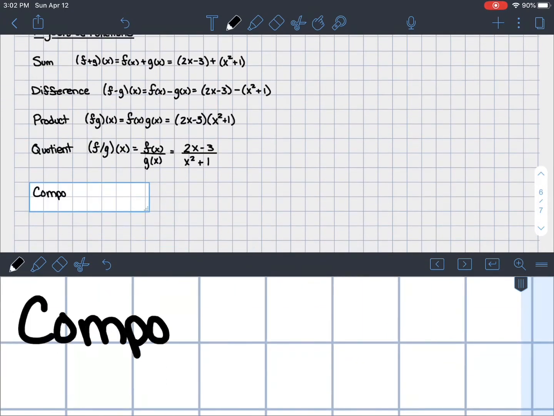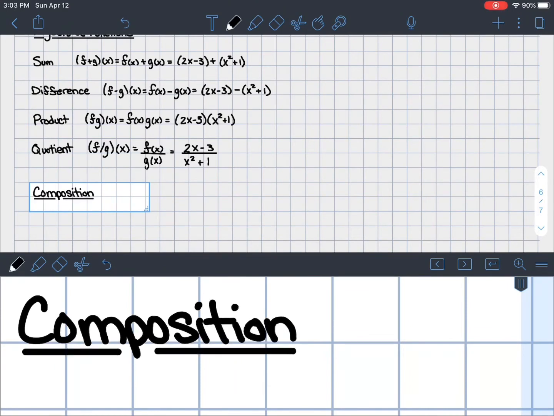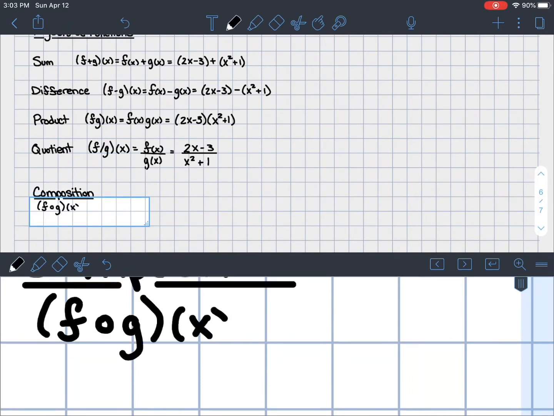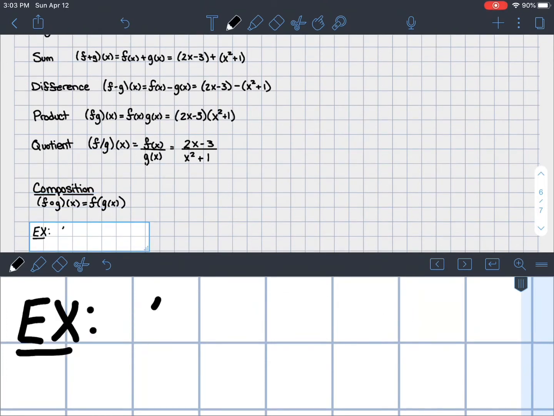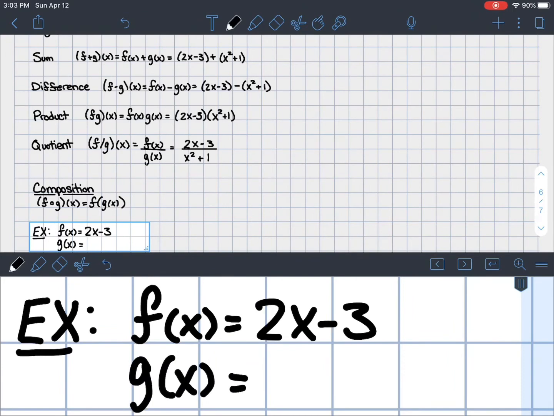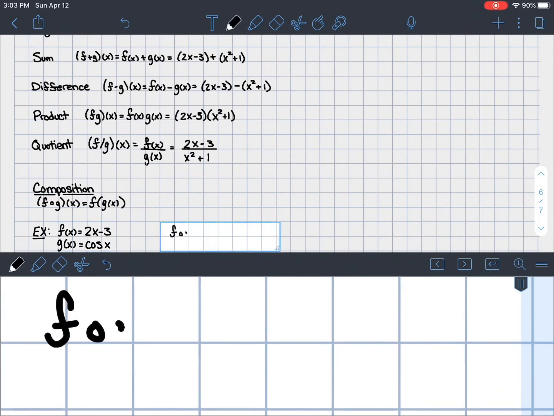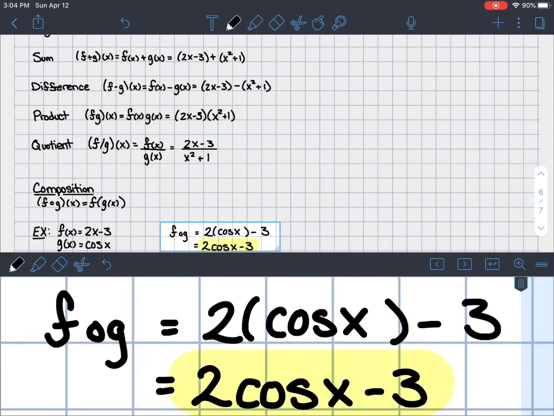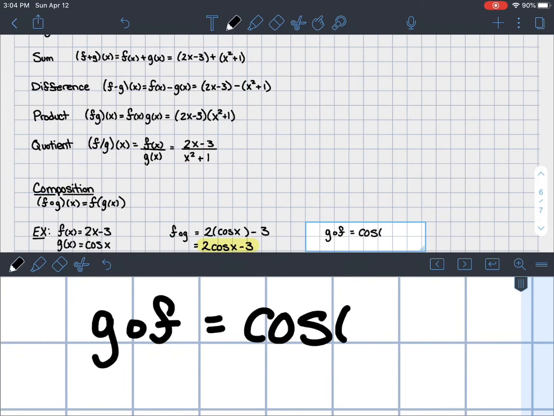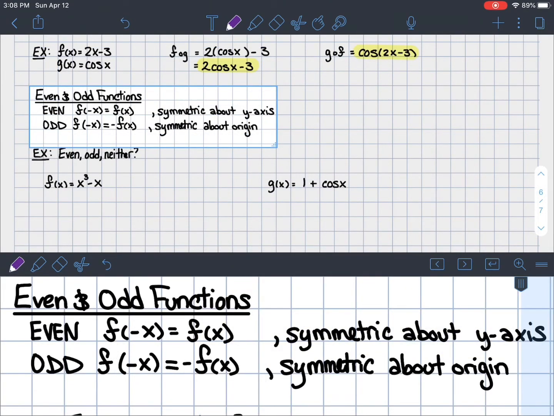Besides the algebra of functions, there is finally composition of functions, functions that input into other functions. It will look like f of g of x, and here's an example. I'm going to give us two functions, and we're going to do f of g and then g of f. For f of g, f is the main function, and the g function goes inside, and we simplify. For g of f, g is the main function, and f goes inside that.